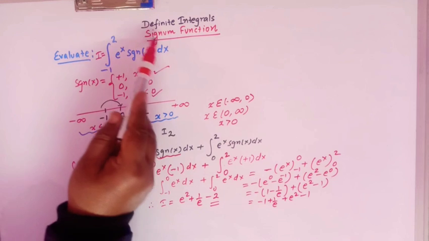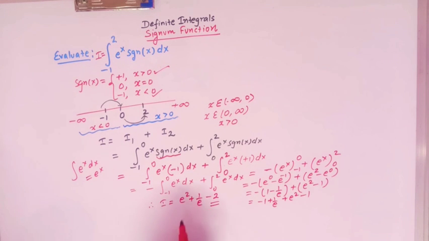So viewers, the value of the given integral is e square plus 1 over e minus 2. So this is how we solve this problem.